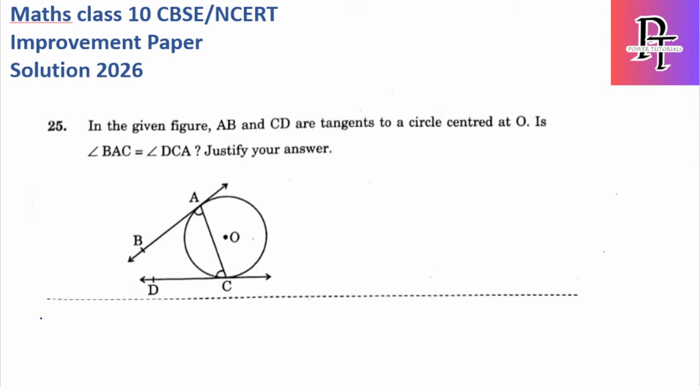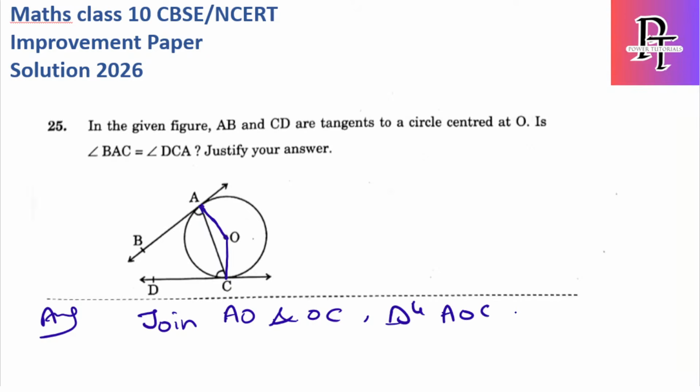Okay, next, 25th question. In the given figure, AB and CD are tangents to a circle centered at O. If angle BAC is equal to angle DCA, they are asking us to confirm whether these two angles are equal. If yes, we need to justify. If no, also we need to justify. Okay. So before that, the first point is to join AO and OC. I want you guys to join these two lines. Now triangle AOC is an isosceles triangle.